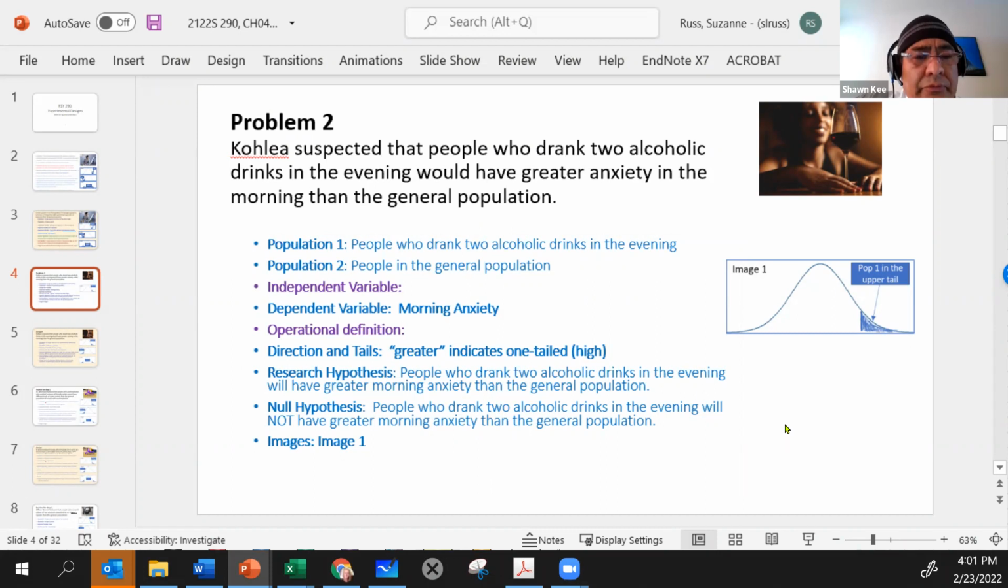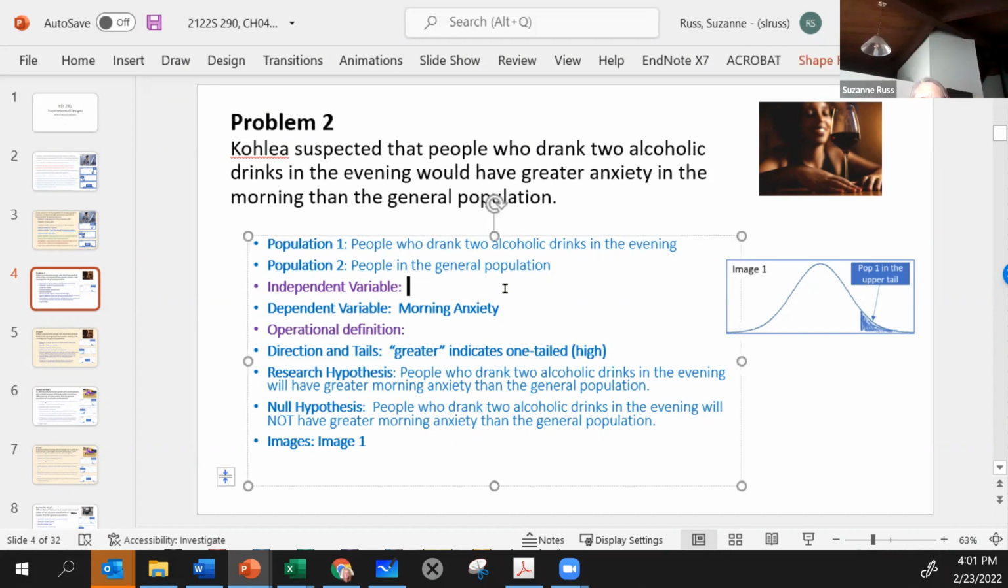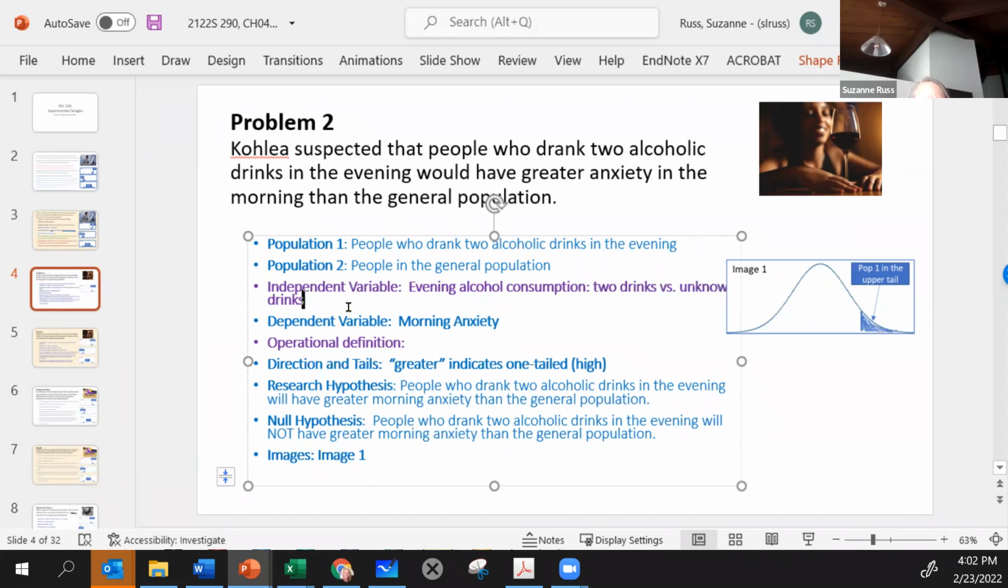Well, one of them drinks. Okay. Two in the morning and other in the evening, or I don't, yeah. We don't know anything about, all we know about is population one. They drink two alcoholic drinks in the evening. So we might say the independent variable, the thing that's different, is alcohol consumption, evening alcohol consumption. And what is the difference specifically? We'll put a colon and we'll write two drinks versus unknown drinks, because we don't know what the general population does.